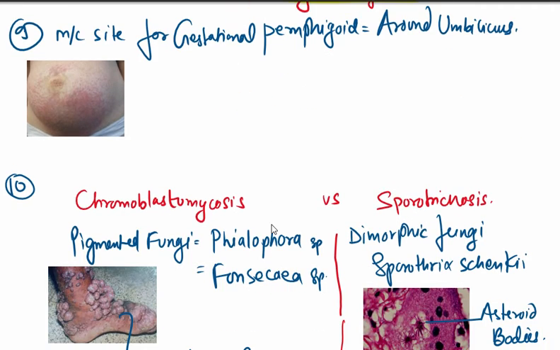Okay, next one. What is this? This is a pregnant lady. The most common site of gestational pemphigoid is around the umbilicus.